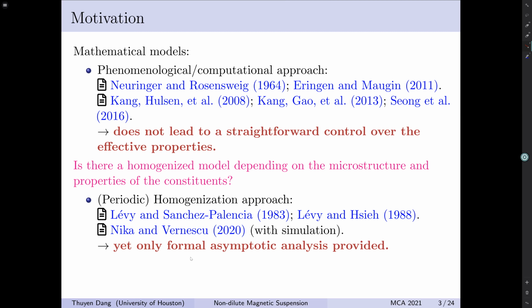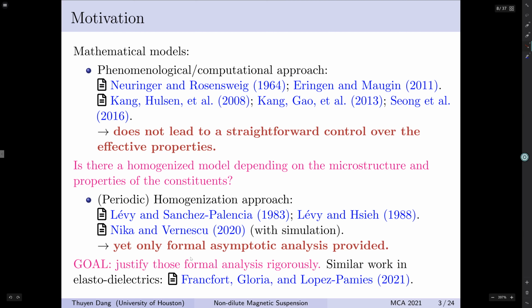In this paper, Nika and Vanescu provide an asymptotic analysis and simulation for this problem, where they allow the magnetic fields to depend on the small scale. However, those papers only provide formal analysis. So our aim is to justify those analyses mathematically. I also want to mention a similar recent work in electrostatics by Frankfurt, Gloria, and Lopez-Pamies. Their model is similar to ours, but they consider the coupling between the electric field and the electric material.